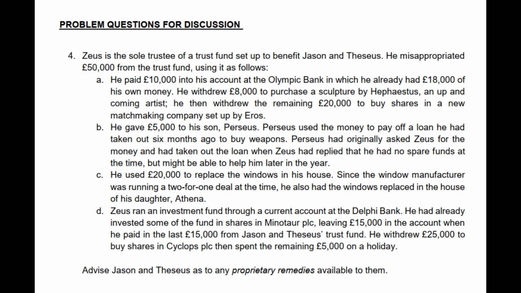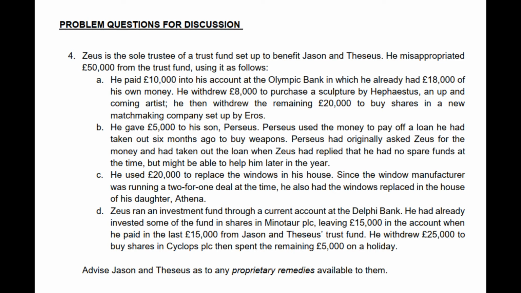So starting with issue A. Zeus paid £10,000 into his bank account at the Olympic Bank, where he already had £18,000 of his own money. He then withdrew £8,000 to purchase a sculpture by Hephaestus, who's an up-and-coming artist, and he then withdrew the remaining £20,000 to buy shares in a new matchmaking company set up by Eros. So he's mixed trust money which he has misappropriated with his own money. So starting with the sculpture.